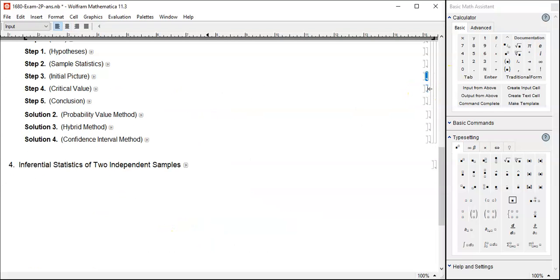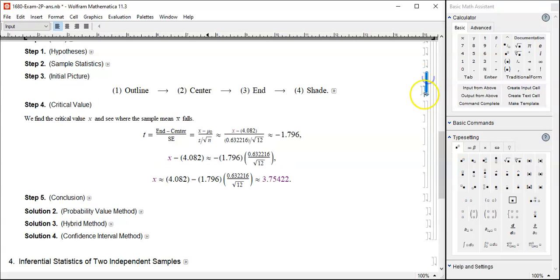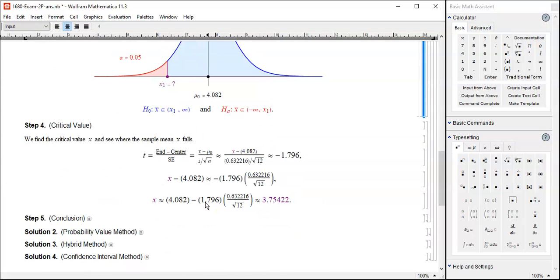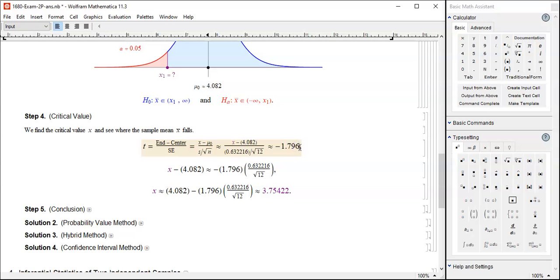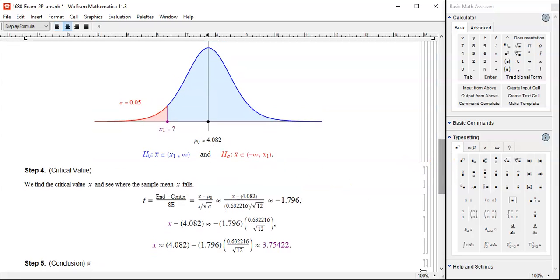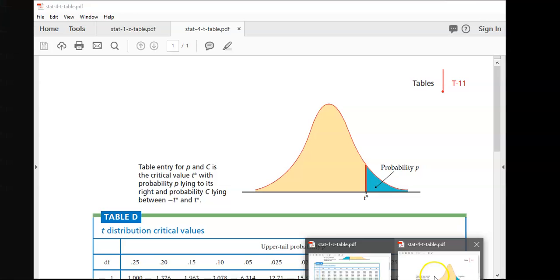Okay, critical value, how do we find it? And let's keep the picture on. So how do you find it? Mean minus center over SE is a t-statistic, and it is associated to 5% here. Negative 1.796. We looked for this statistic already. Here's a t-table there.